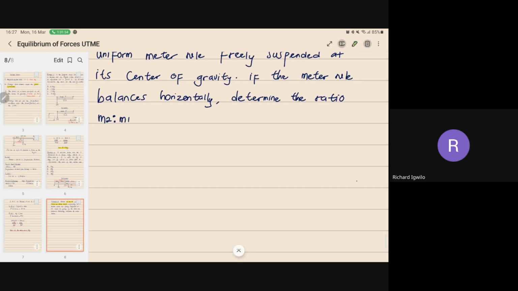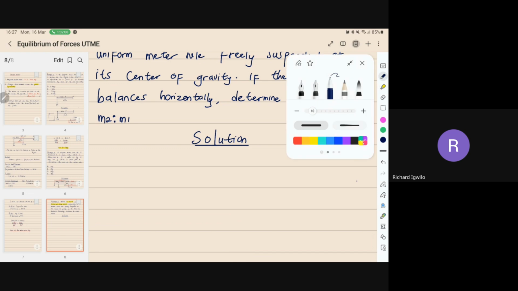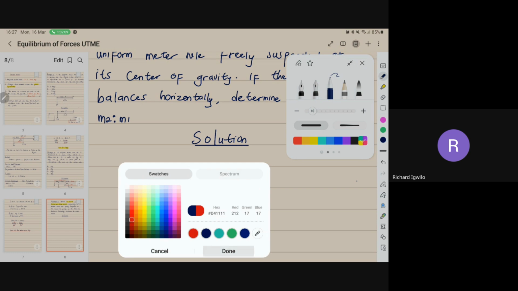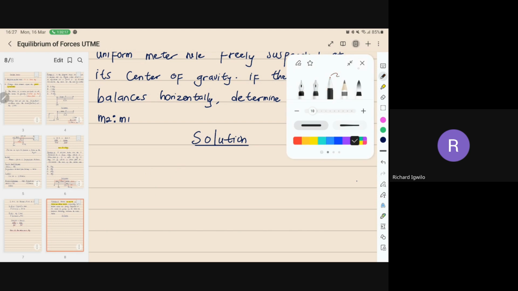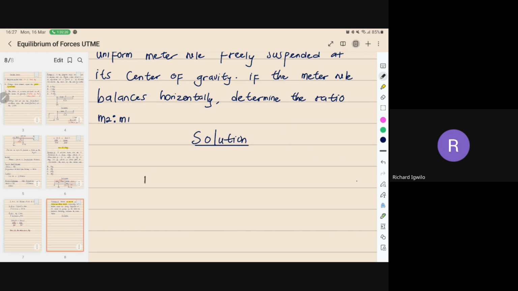Okay, so now let's do that, guys. Now, solution. The first thing we need to do is to sketch our line right here. We draw a line. Let's sketch. And we're assuming that it's going to be 100, isn't it? The length is going to be 100 because they said a uniform meter rule. So let's sketch right here. Sorry. That was bad of me. All right, so let's have that to be 100.